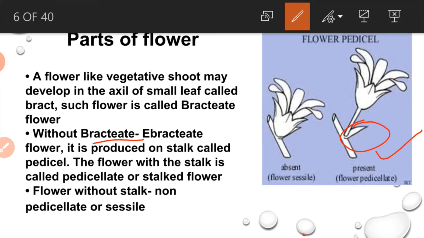Now if the flower is borne on a stalk-like structure, that is known as pedicel, then the flower is said to be pedicellate or stalked flower. A flower without a stalk is non-pedicellate or sessile flower. We can see sessile flowers in sunflower florets, and flowers with a pedicel like rose and tulip.